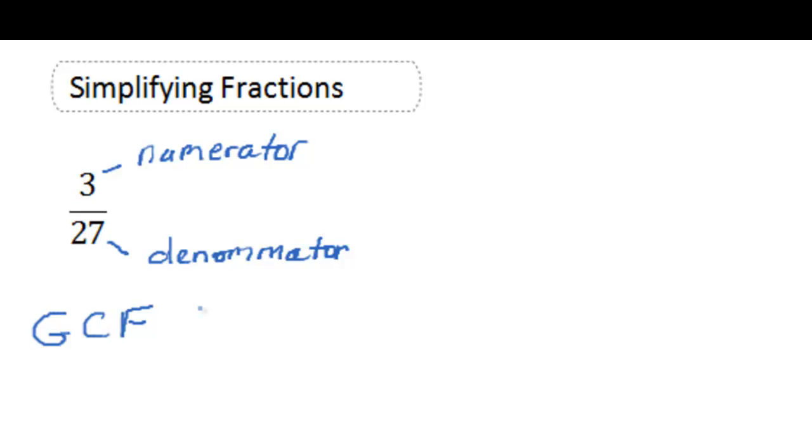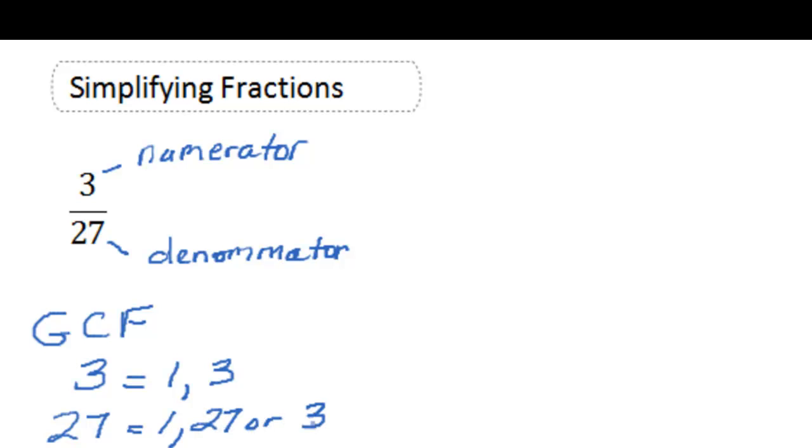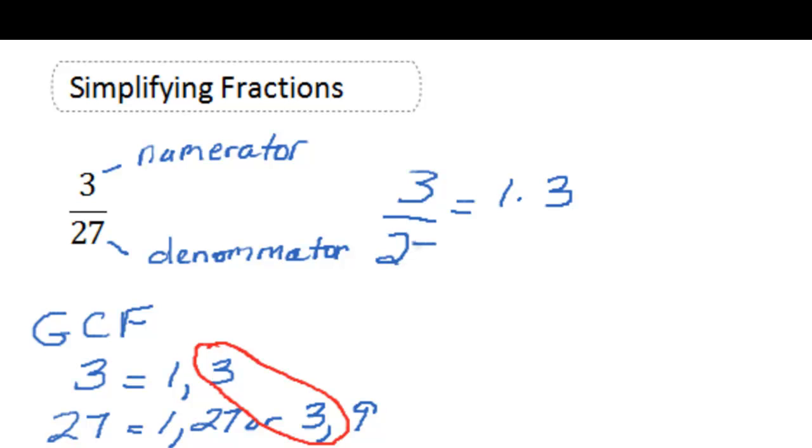Now, if you watched the last video, you know that 3 can be factored as 1 times 3, and that 27 can be factored as 1 and 27, or 3 times 9. So from our last video, we know that the greatest common factor between 3 and 27 is 3. That's the one they have in common, and it's the biggest. So what we're going to do is write 3 as 1 times 3, and then we're going to write 27 as 9 times 3 using the greatest common factor of 3.